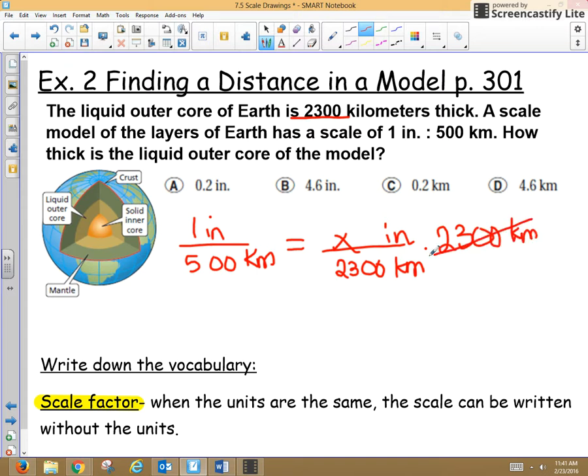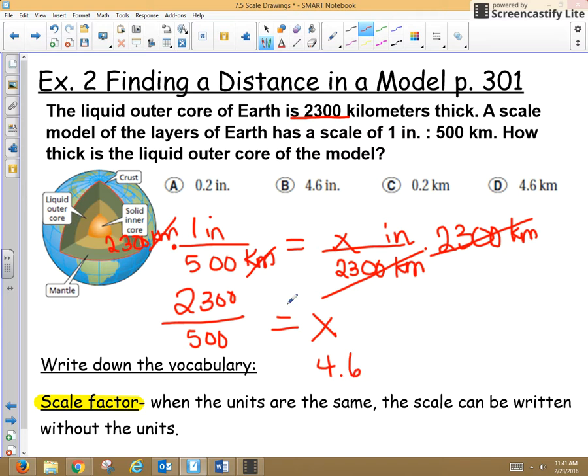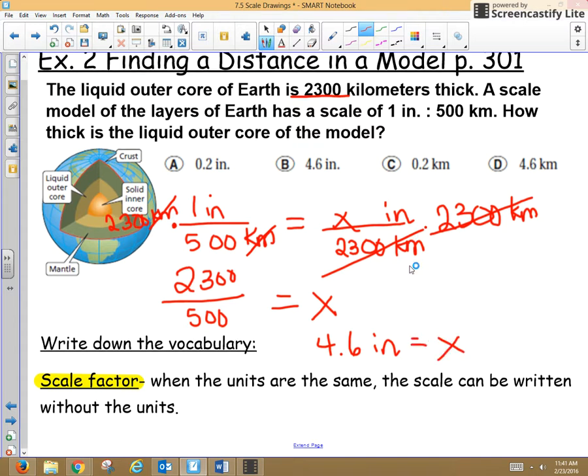And you'll notice the kilometers cancel out with the kilometers. Whatever I do to one side, you should do to the other. So multiply it by 2,300 kilometers. Now here the units kilometers cancel out with the kilometers. So when I multiply, I get 2,300 over 500 equals X. And when I simplify that and divide, I get 4.6. And it's in inches, since X is in inches. 4.6 inches is the total distance.